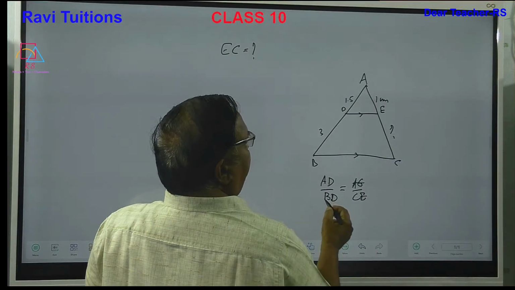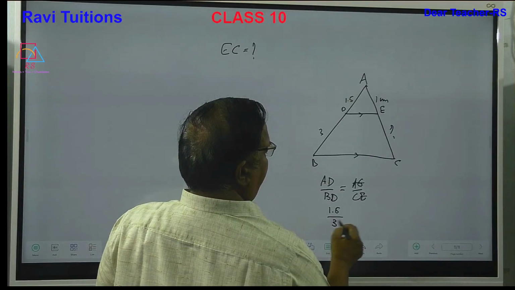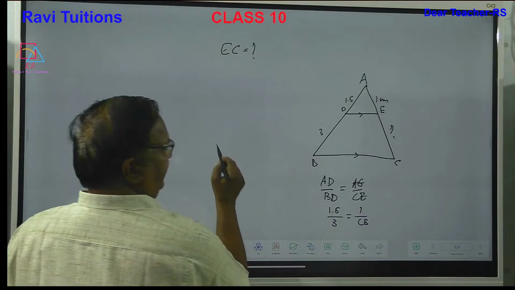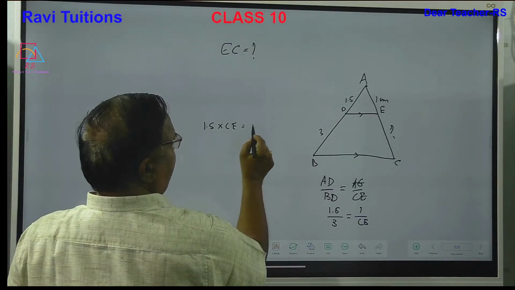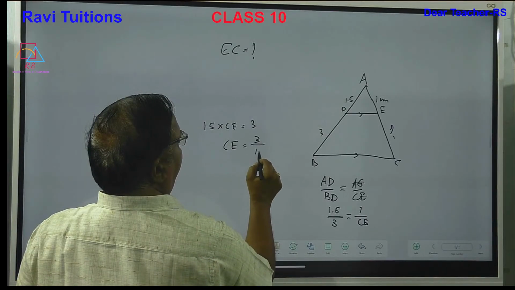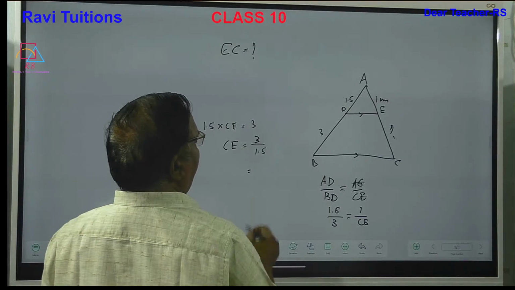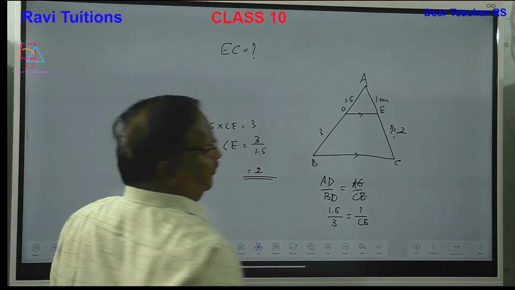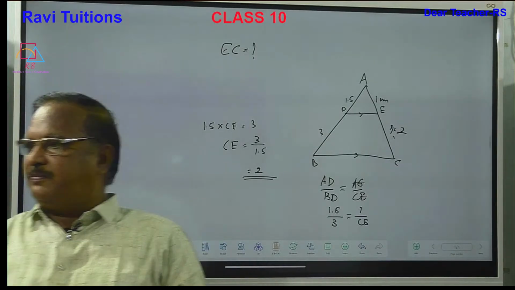So AD by BD is nothing but 1.5 by 3, which is equal to 1 by, let us say, CE. Cross multiply it. So 1.5 into CE is equal to 3. So CE is equal to 3 by 1.5. So how many times will it go? 2 times it will go. So this is 2. A very, very important application of the basic proportionality theorem.